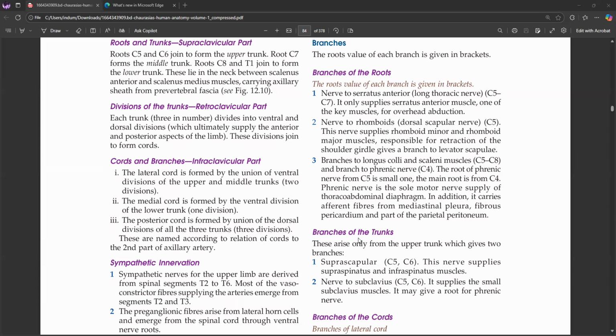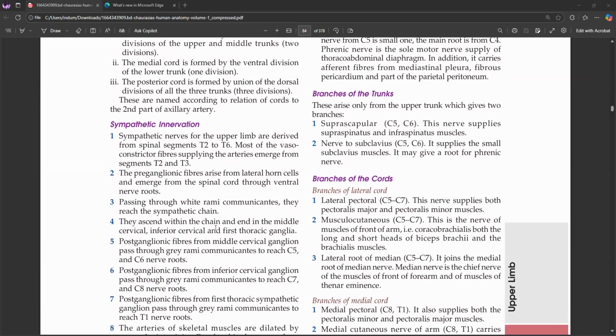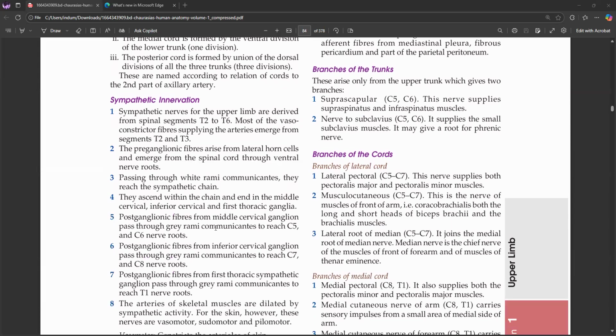Cords and branches, infraclavicular part. Number 1. The lateral cord is formed by the union of ventral divisions of the upper and middle trunks, 2 divisions. Number 2. The medial cord is formed by the ventral division of the lower trunk, 1 division. Number 3. The posterior cord is formed by union of the dorsal divisions of all the 3 trunks, or 3 divisions. These are named according to relation of cords to the second part of axillary artery.